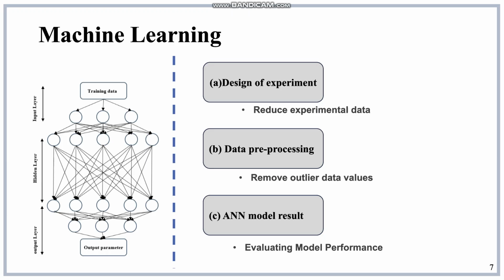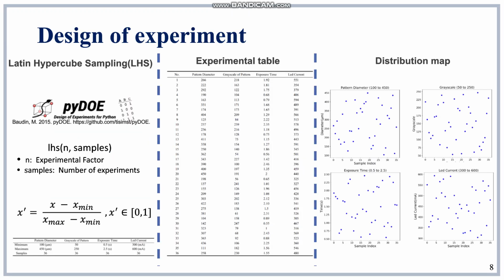For the machine learning step, we first design a set of experiments, or DOE, using Latin hypercube sampling, LHS, then pre-process the data by removing outliers and applying normalization. A neural network model was then trained to predict the fabrication outcome based on input parameters. Now let's move into the details.